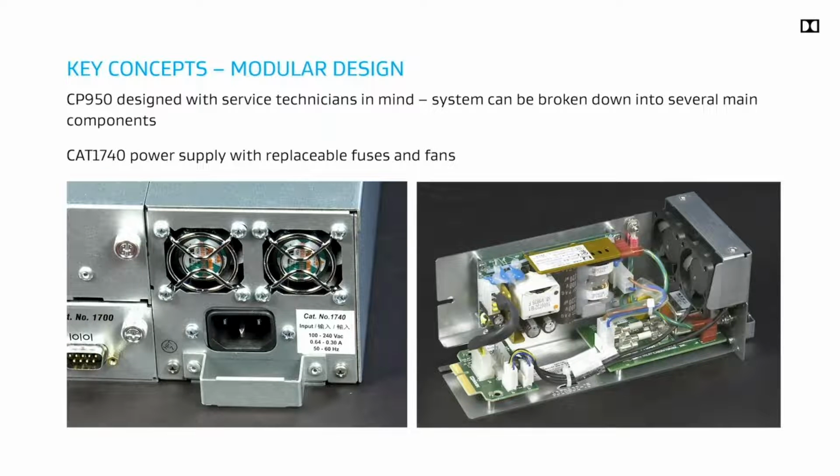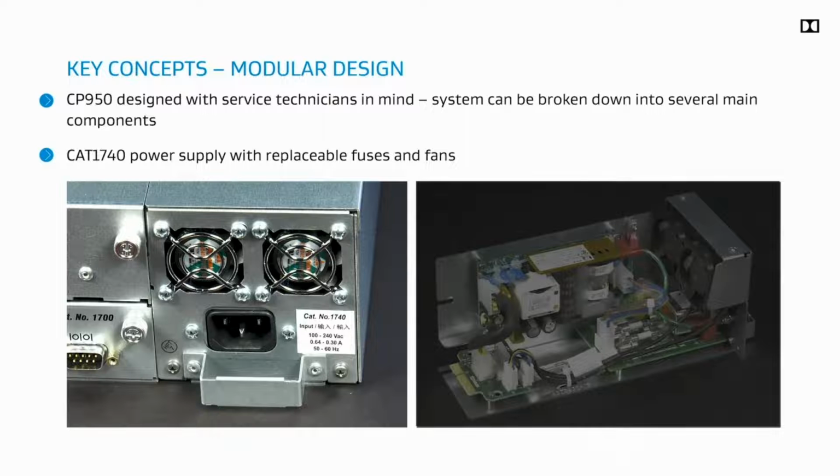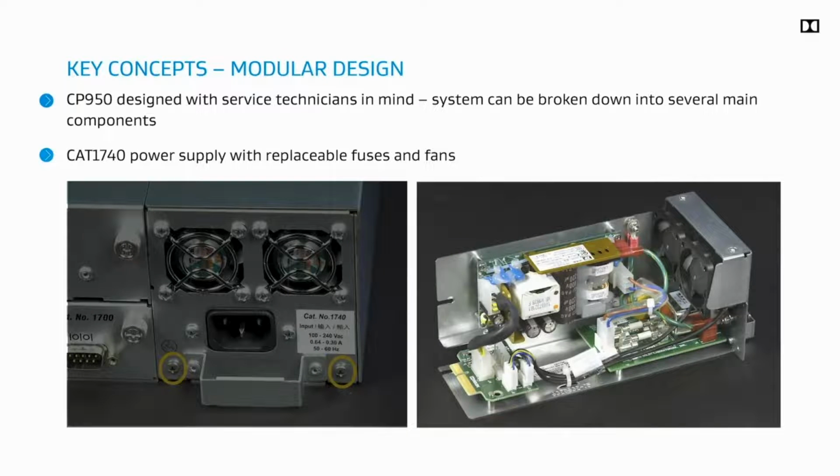Okay, so as previously mentioned, the CP950 was designed with service technicians in mind, and the unit itself can be broken down into several major components for easy replacement of failed parts. The first is the CAT1740 power supply. You unplug the power cord and locate the two screws that hold the power supply into the chassis. Once these two screws are removed, the power supply can be pulled straight out of the unit.